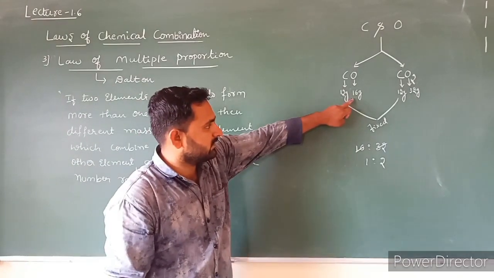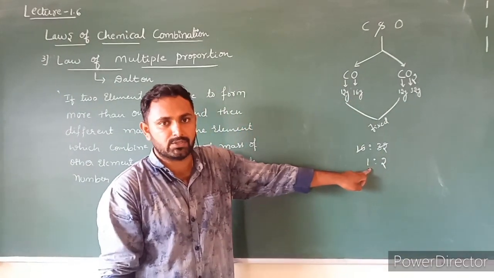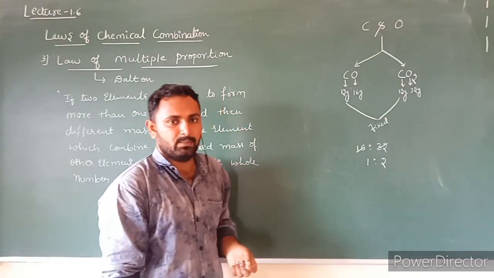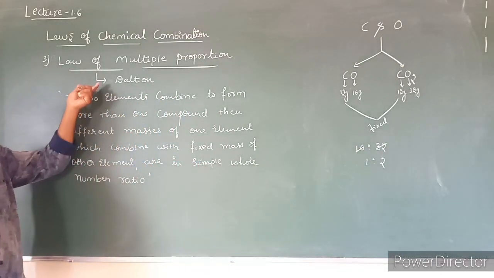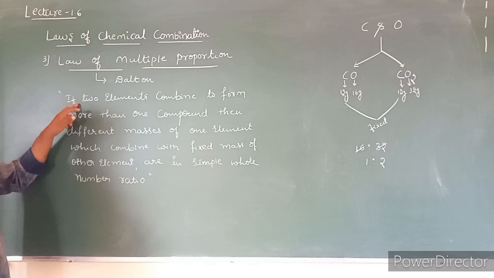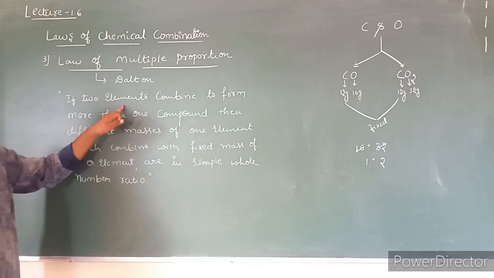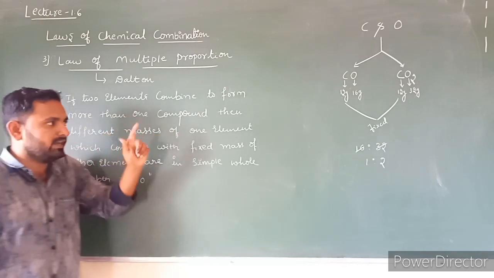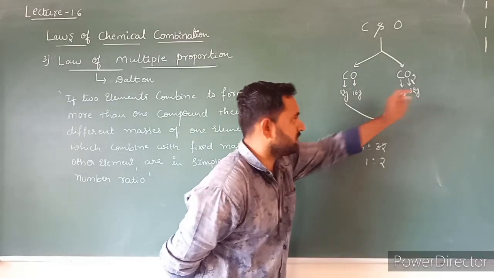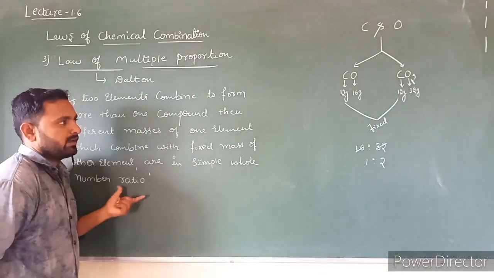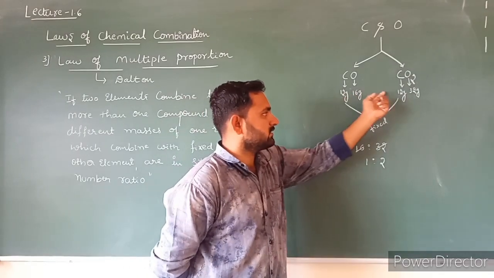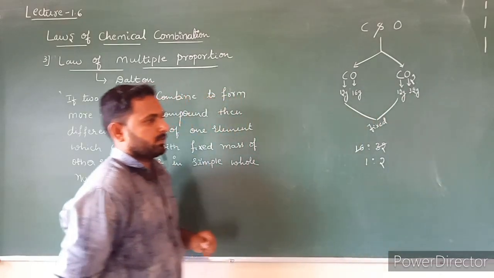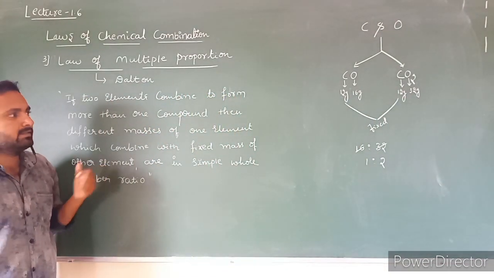See, the different masses of oxygens are in simple whole number ratio. This is the law of multiple proportion. What is the law of multiple proportion? If two elements combine to form more than one compound, then different masses of one element, different masses of oxygens are in simple whole number ratio. This oxygen, the different masses of one element is combined with the fixed mass of carbon. Okay, I hope you understand this law.